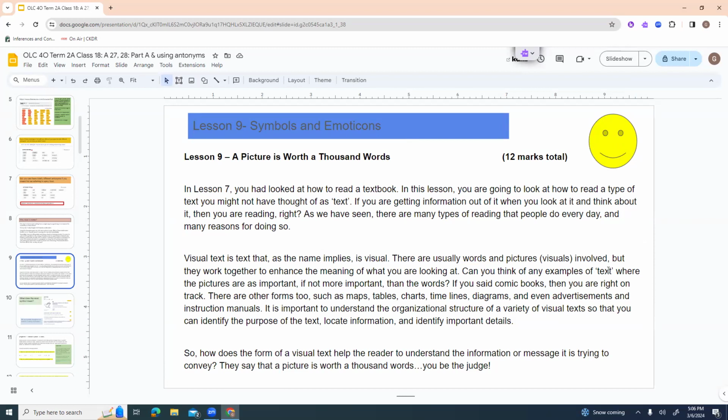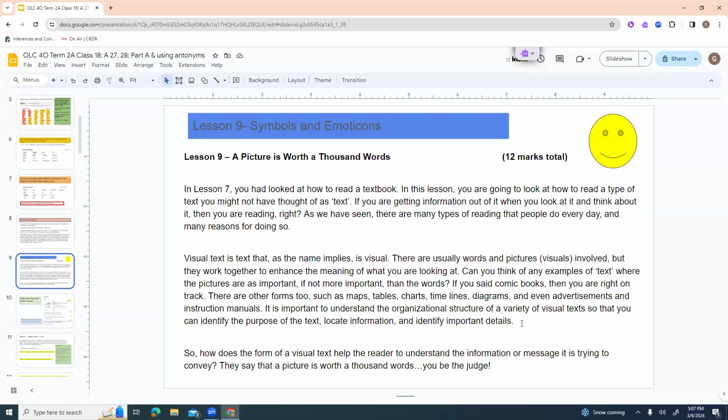Can you think of any examples of text where the pictures are as important, if not more important than the words? If you said comic books, then you're right on track. There are other forms too, such as maps, tables, charts, timelines, diagrams, and even advertisements and instruction manuals. It is important to understand the organizational structure of a variety of visual texts so that you can identify the purpose of the text, locate information, and identify important details.